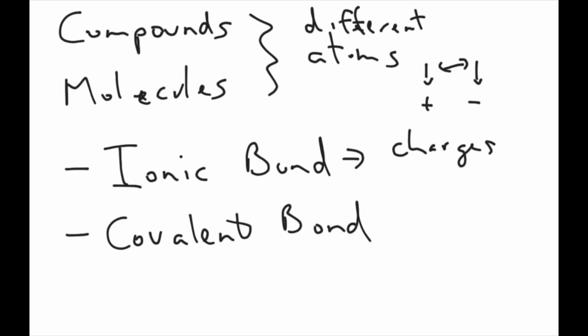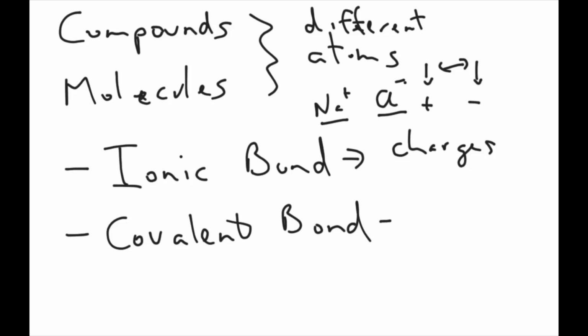A good example of that is something like sodium chloride. So the charge on sodium is a +1, the charge on chlorine is a -1, and together they combine to create table salt. And it's a very strong bond, it's a very high melting compound.